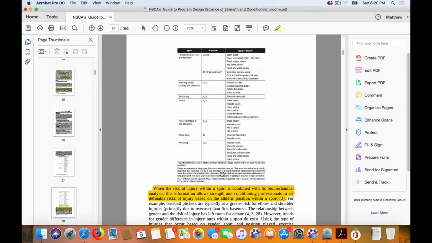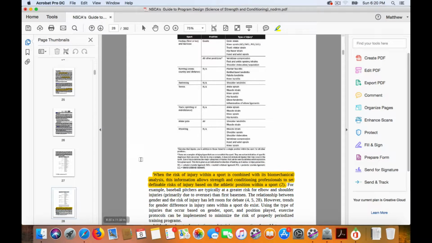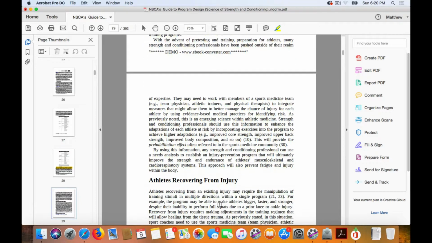So when the risk of injury within a sport is combined with its biomechanical analysis, this information allows the strength and conditioning professionals to set definable risks of injury based on the athletic position within a sport. So just like we were talking about before.